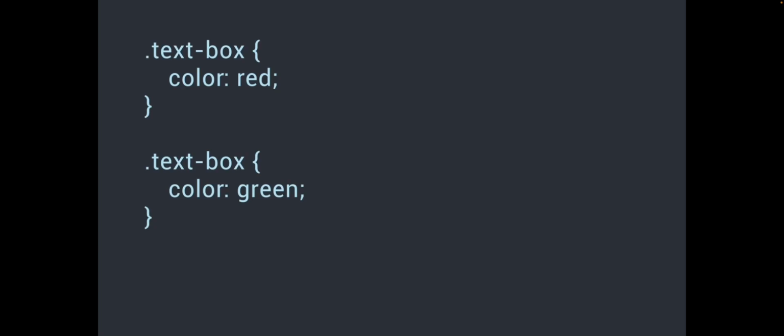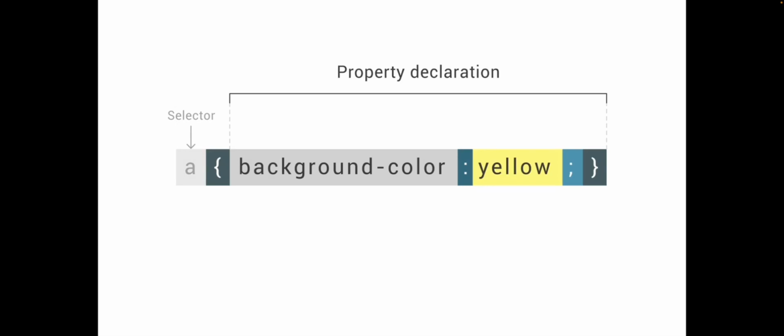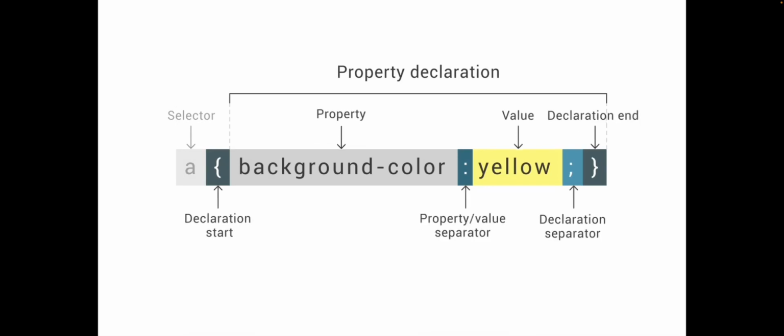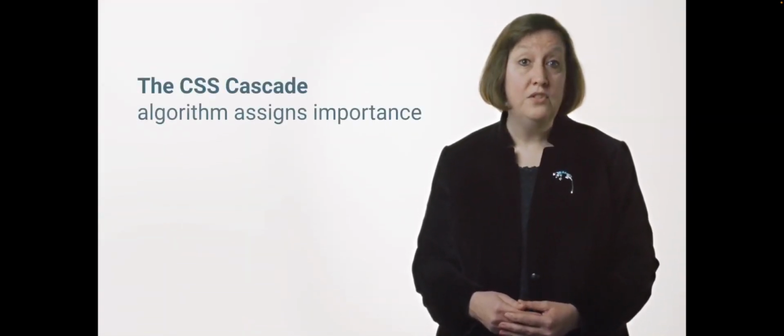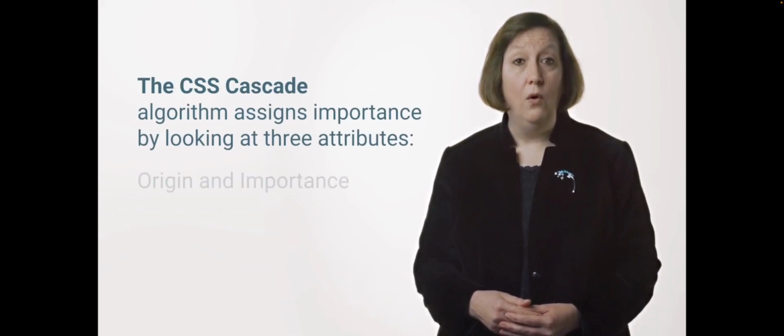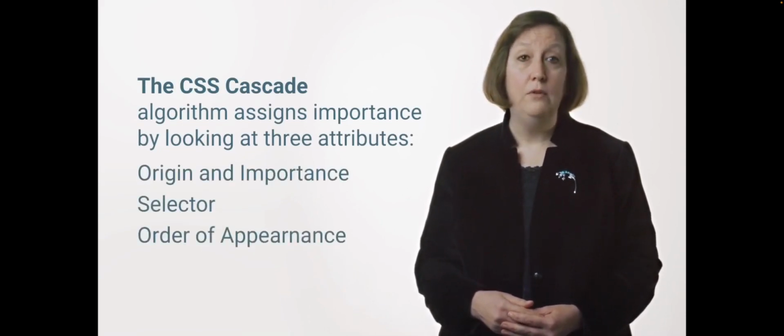So, what are those rules? A CSS rule is a combination of two parts. The first part is the selector, which is a way of identifying HTML elements by their element names, class attribute, or ID attribute, among others. The CSS selector tells the browser which HTML elements should be affected by CSS property declarations. The second part is the CSS property declaration, which is the act of listing a CSS property name and providing a value for it. The CSS cascade algorithm assigns importance to a class by looking at three attributes: origin importance, selector, and order of appearance.